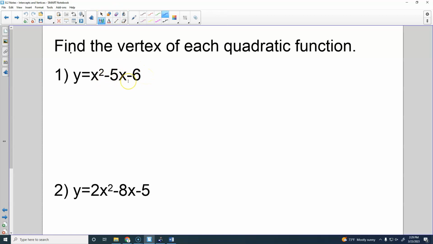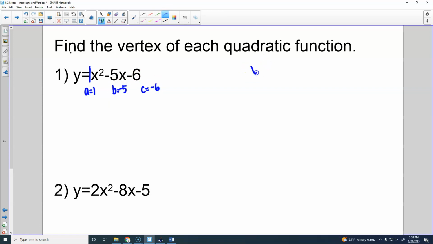So, I need a number in front of every term. This x squared does not have a number there, so what number is there, even though it's not written? A 1. All right, so I've got a 1 right here. So that means my a would be 1, my b would be negative 5, and I don't need it, but that last term would be negative 6.